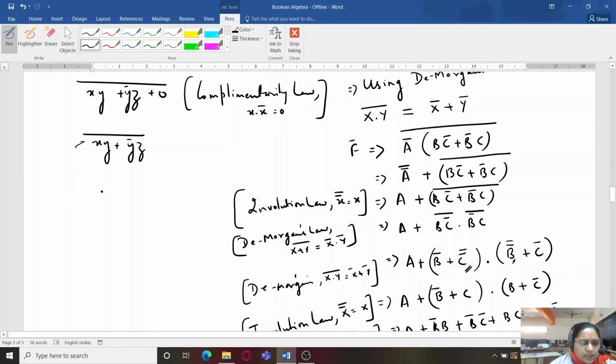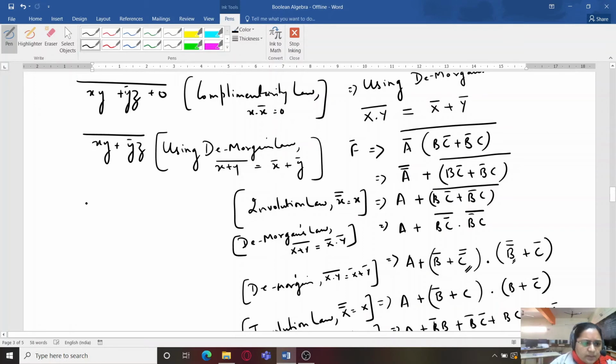So it is going to be using De Morgan's law, that is (x + y)' = x' + y'. So we will be writing it like this: (xy)' · (y'z)'. And now we will be opening the inner bracket. So this will also be (x' + y') · (y'' + z').